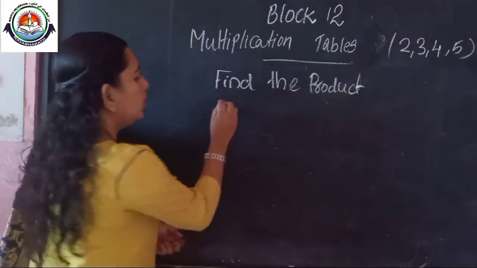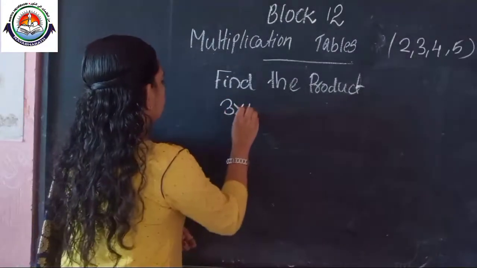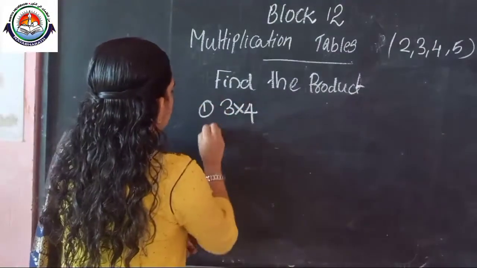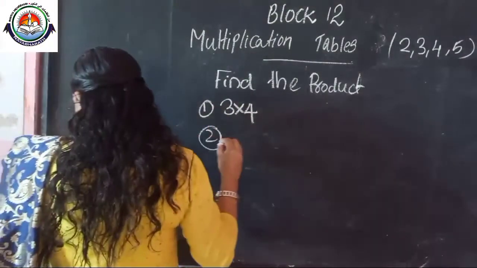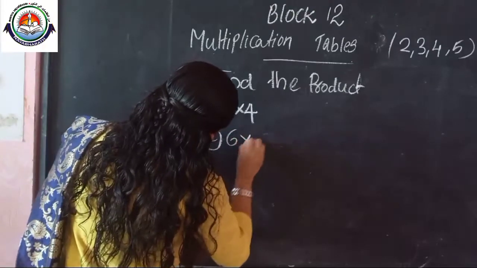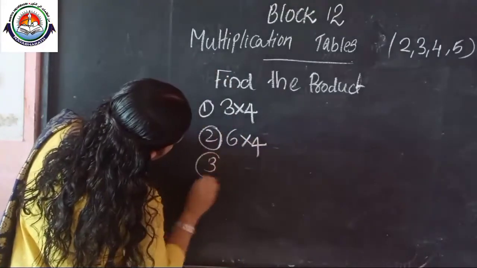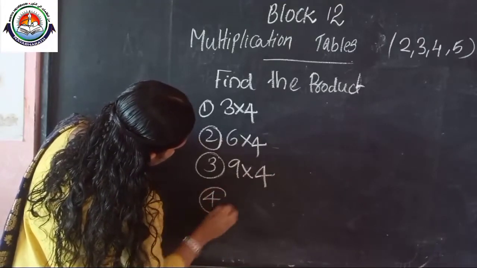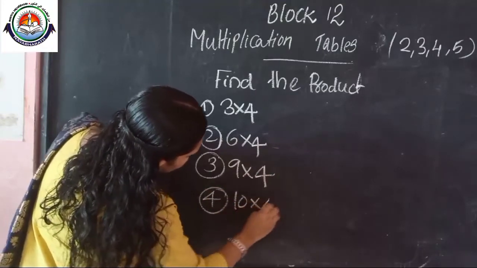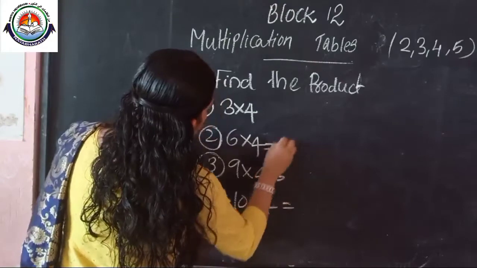3 into 4. Second question, 6 into 4. Third, 9 into 4. Fourth, 10 into 4. So you want to find the product of these numbers.